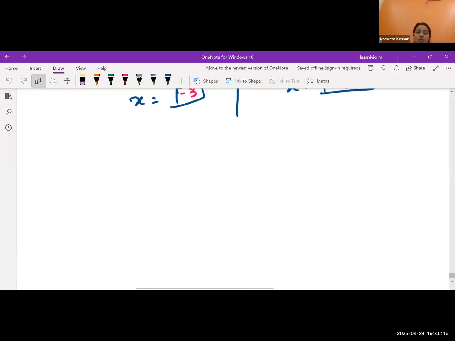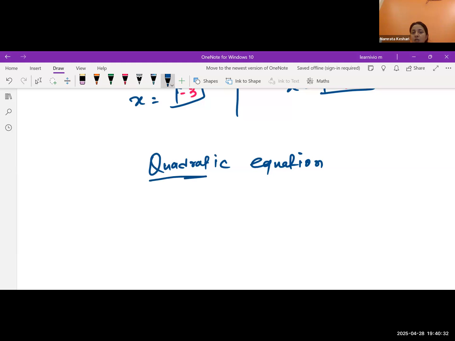So quadratic equation we are going to discuss. First things first, what is quadratic and what is equation? Quadratic you have learned in the polynomial chapter, not in class 10. In class 9 only you have learned what is quadratic. When the degree of the polynomial is 2, the name is quadratic, right?